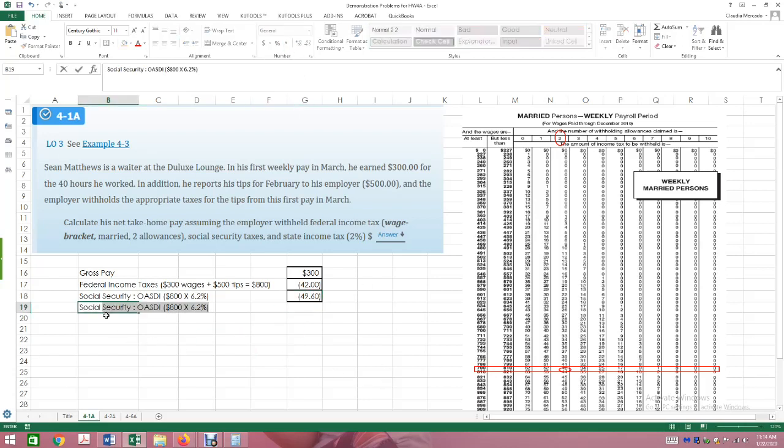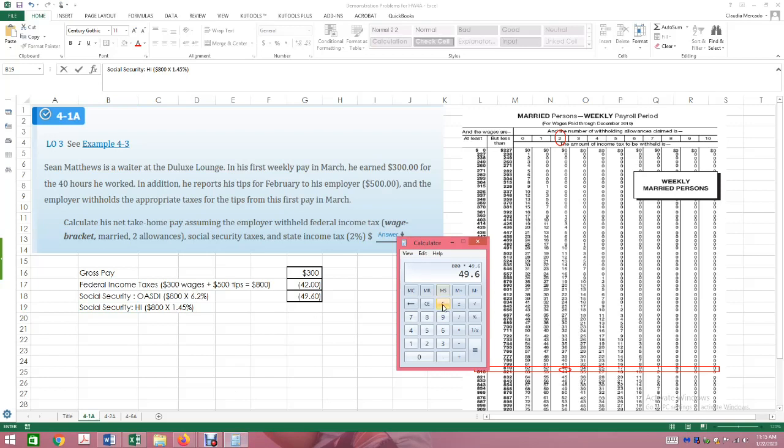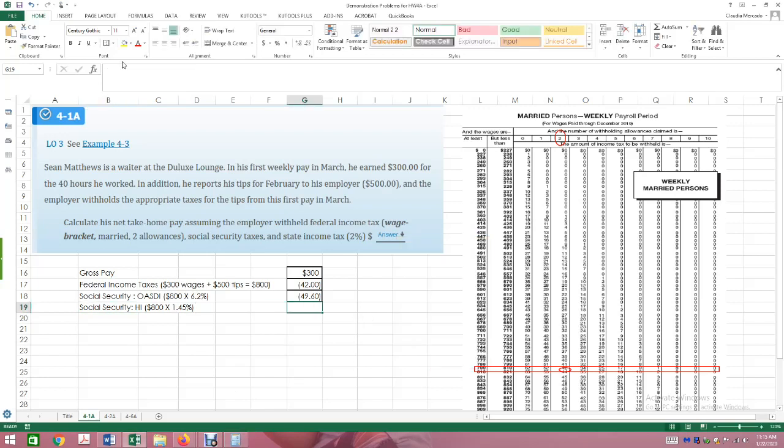Also, I have Social Security HI. The $800 is taxable, and I'm going to multiply it times my rate of 1.45%. So I'm going to get my calculator out. It's $800 times 1.45%, and that'll give me $11.60. Remember, these are deductions. This is going to be taken out or deducted from your paycheck. That's why they're in minus.